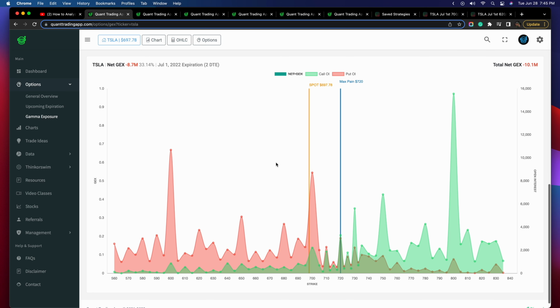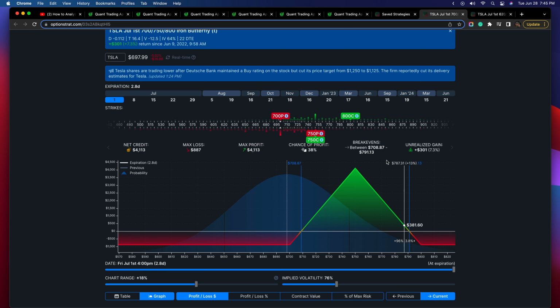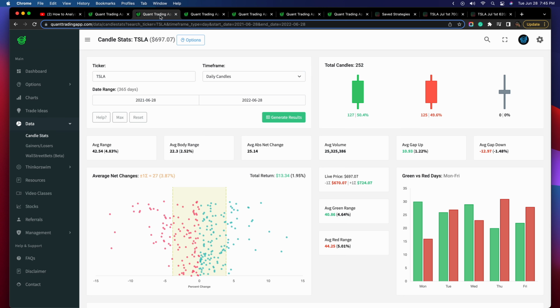Now, if you're a little bit curious and you want to know, why are you making the wings 50 points wide? Why not make it 25 points wide, or why not go 75 points wide? That's where just having a little bit more information helps.